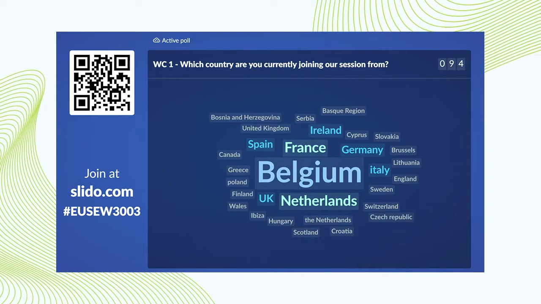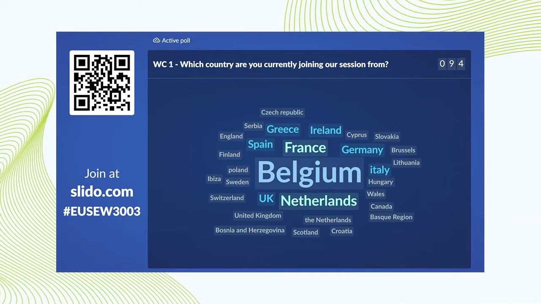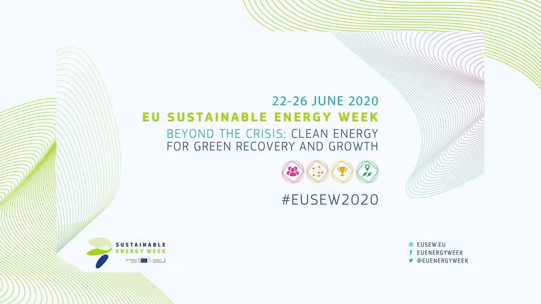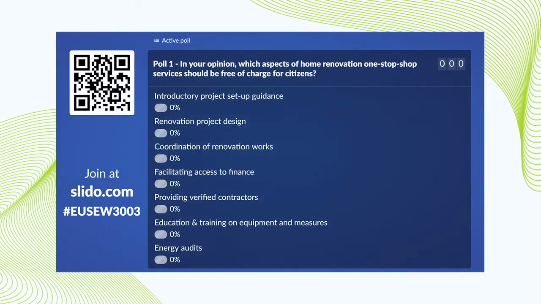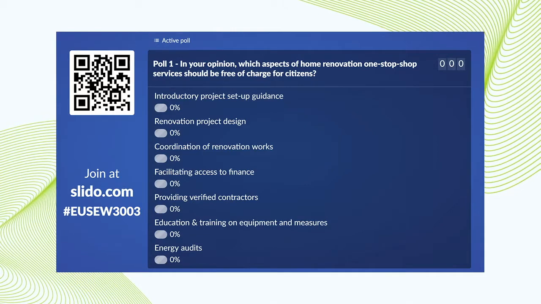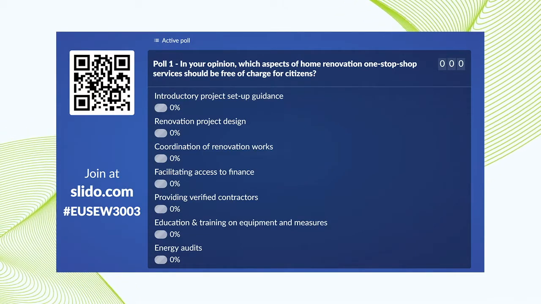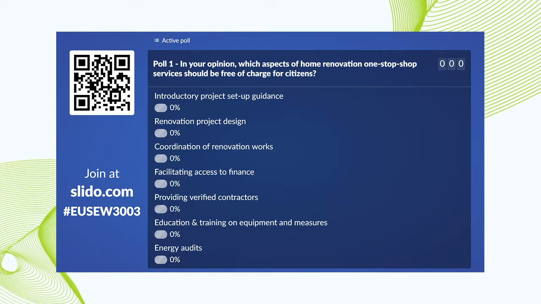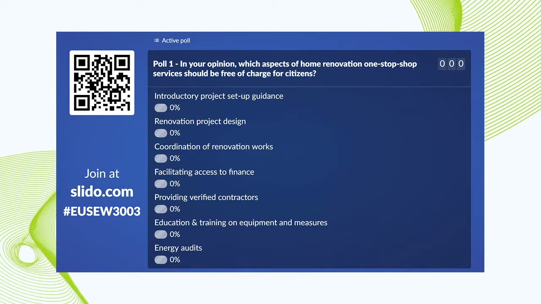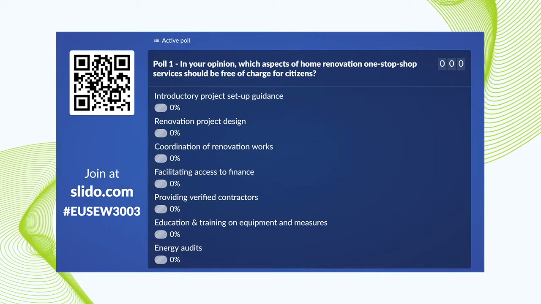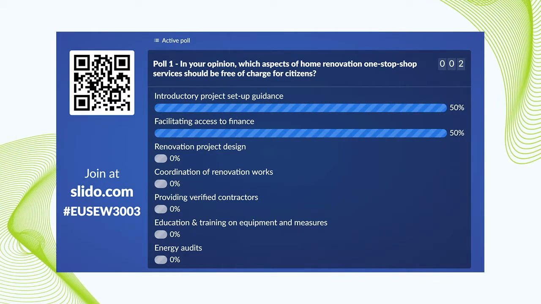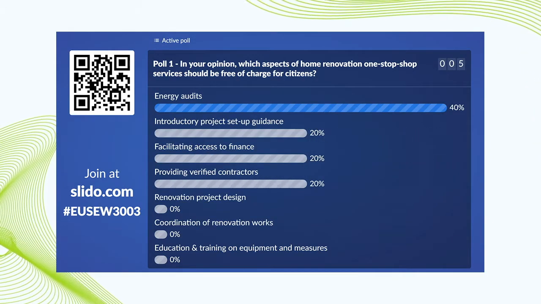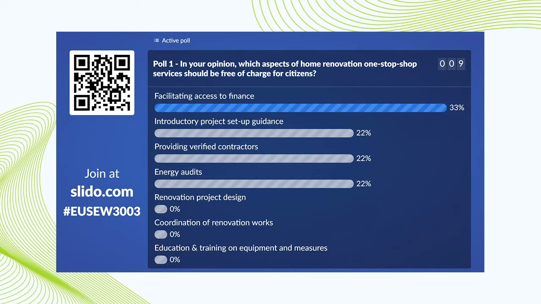We're going to ask you a question, poll number 1. In your opinion, which aspects of home renovation one-stop shop services should be free of charge for citizens? A one-stop shop is a place where you can go to get guidance, to arrange your financing, to coordinate your renovation works, etc. Which of these services should be provided free of charge for citizens? Our idea, of course, is that that gives us an indication of which are the most valuable of the services, at least in the opinion of our audience today.